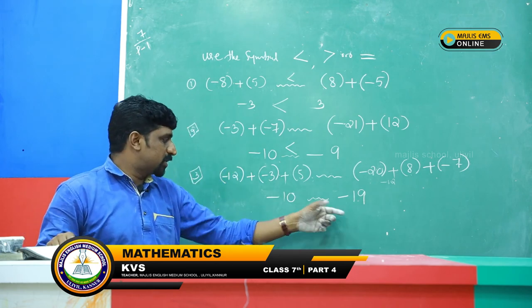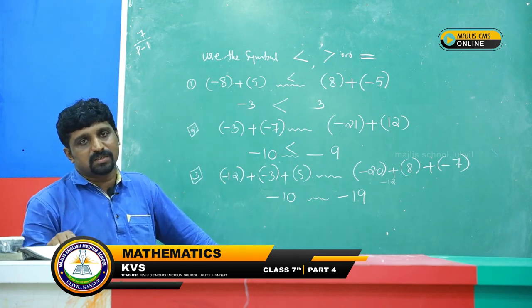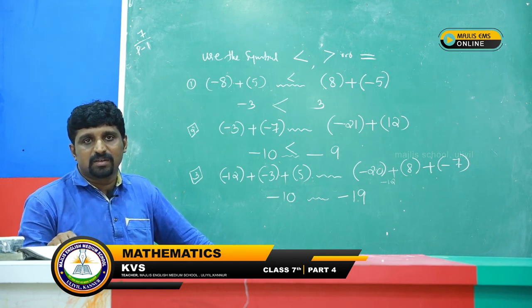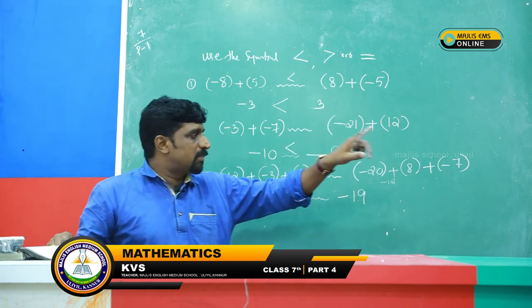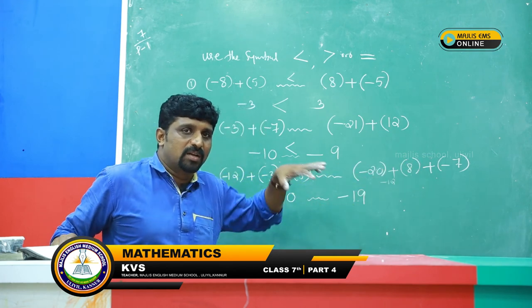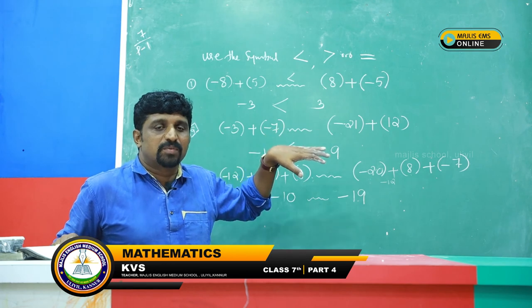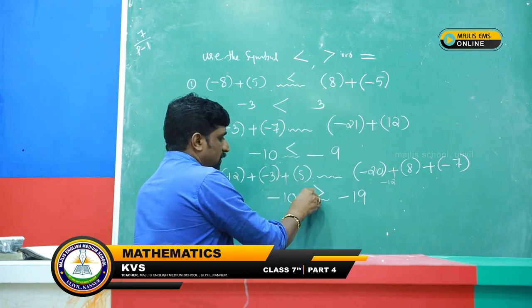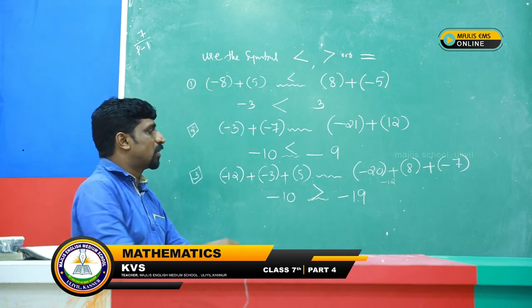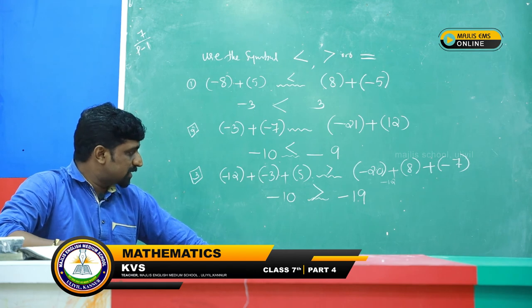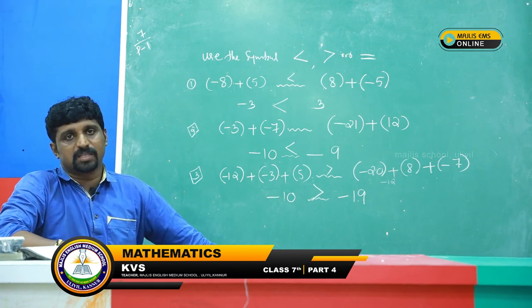Again, when we compare minus 10 and minus 19, which one is greater? When we consider the number line, minus 10 here, then minus 11, minus 12, minus 19 in this direction, moving to the left. Therefore, minus 10 is the greater one. So here also we put the symbol: minus 10 is greater than minus 19. We got the answer like this. Okay.